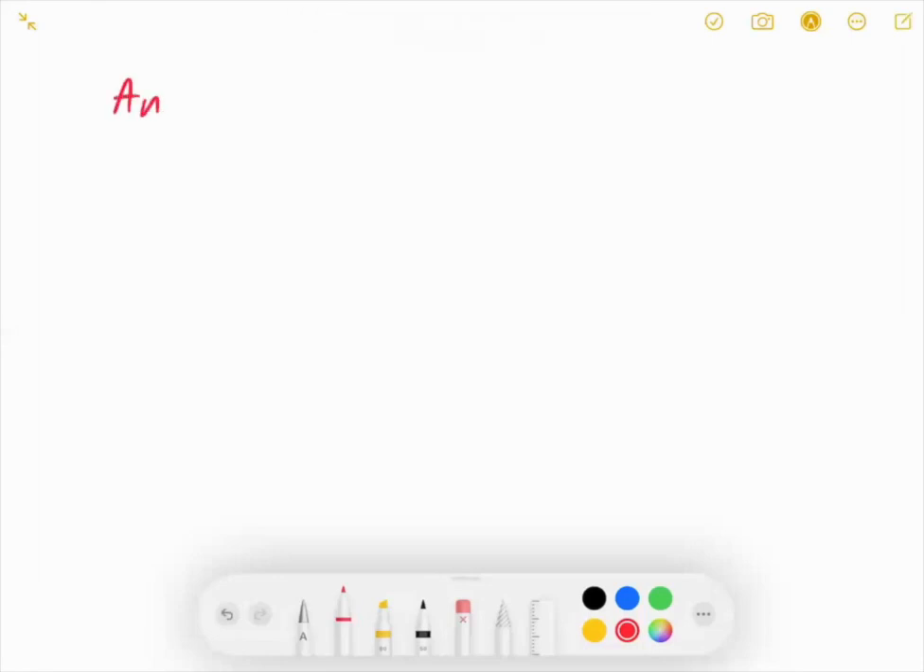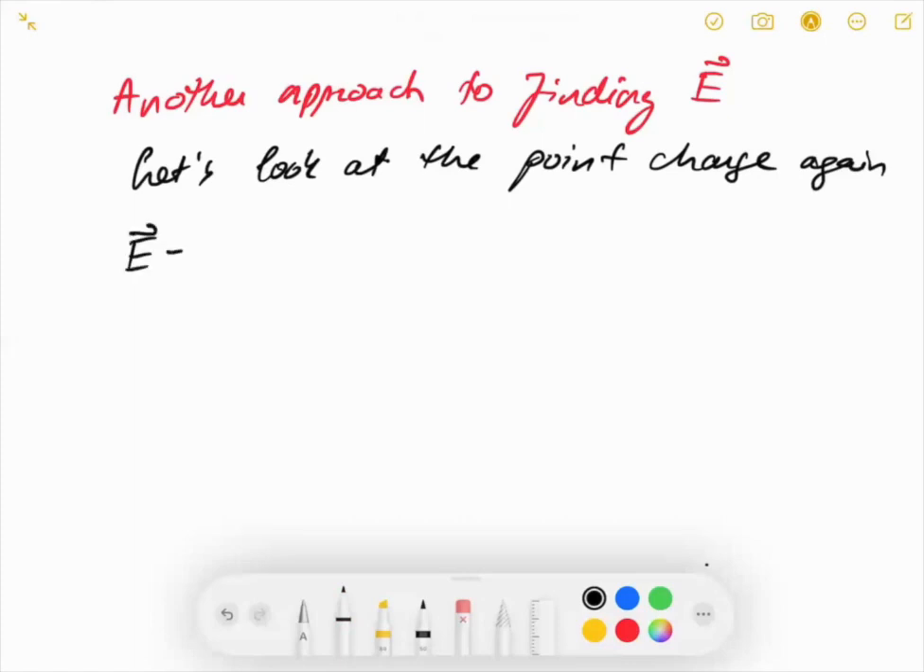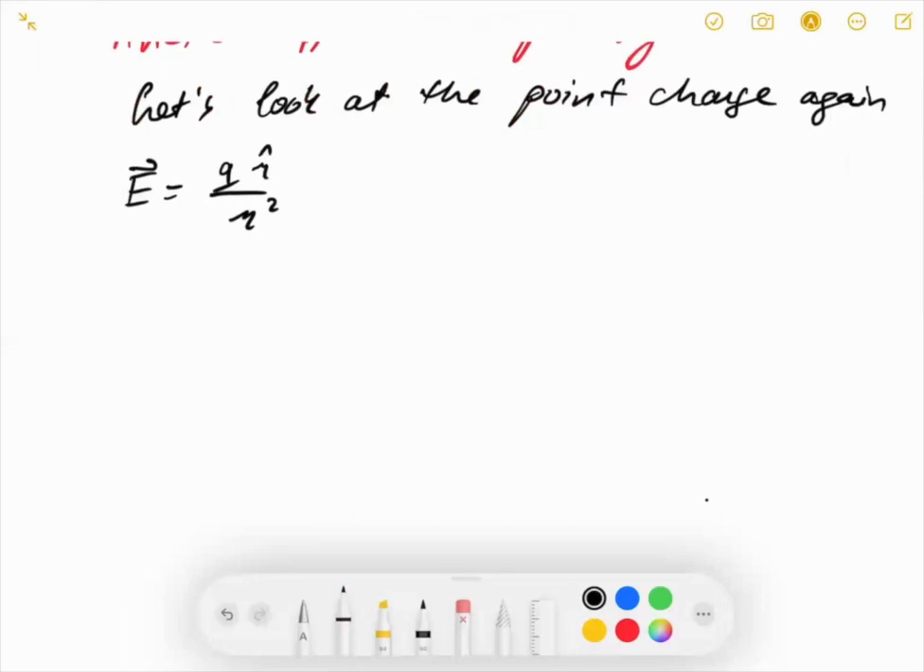Another approach to finding E. So let's look at the point charge again. So we know that for such a charge, the electric field is just whatever that Q is, R hat over R squared. All right. Let's calculate the divergence of E.